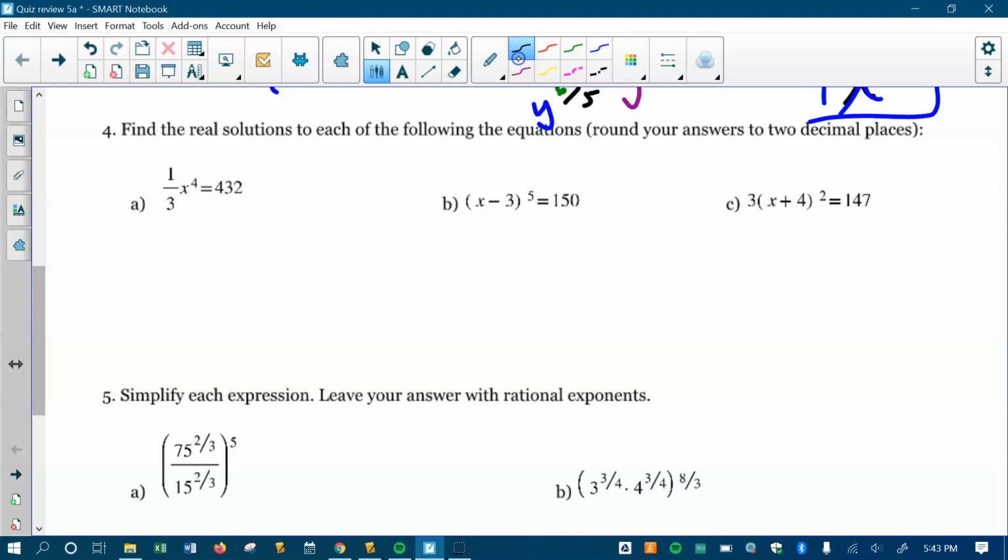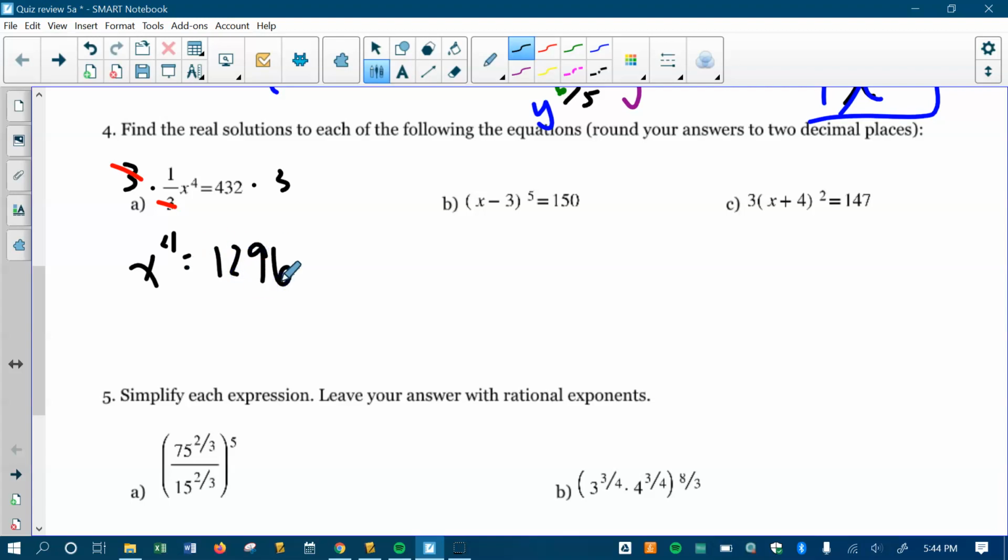Let's go and solve number 4A. So for this one, I need to multiply by 3 on both sides, because who likes fractions? I like fractions. You may not like fractions. And if you don't like fractions, let's get rid of the 1/3. So those 3's are canceled. We got a 3 and a 1/3 cancel. And now we have x to the 4th equals 432 times 3, which I believe is 1296.